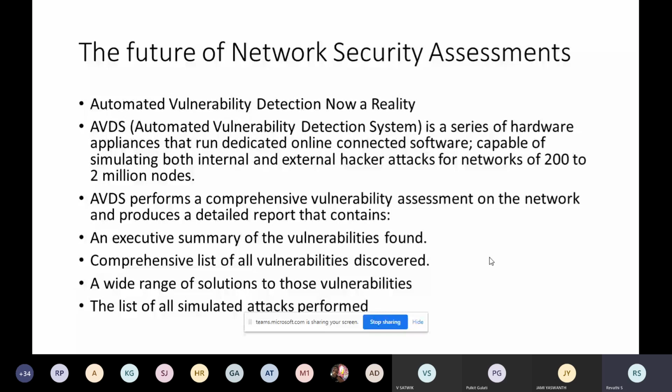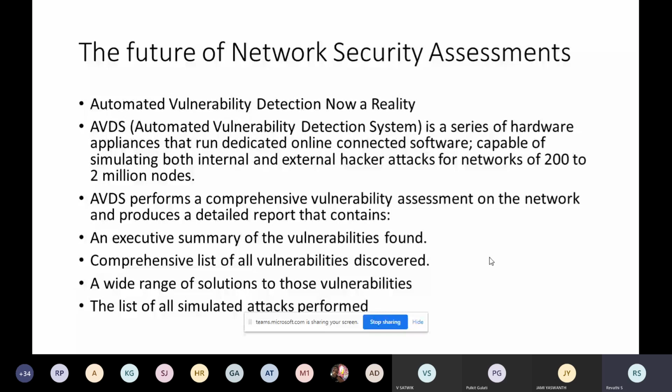Why? Because day to day there are so many operating systems and so many attackers, and different forms of attacks are coming to the system. If there is a tool which detects everything automatically, then it is well and good. AVDS is a series of hardware appliances that run dedicated online-connected software. It can simulate both internal and external hacker attacks, from a minimum of 200 nodes up to 2 million nodes.